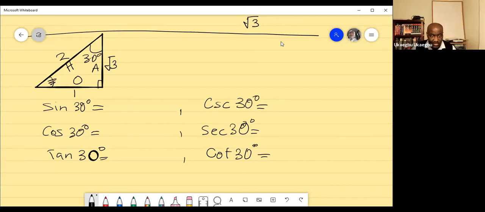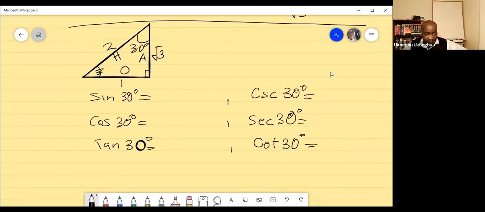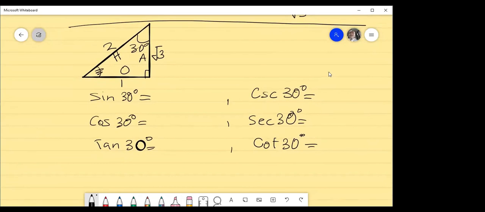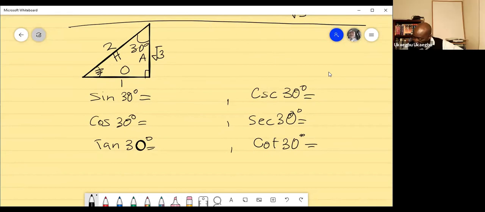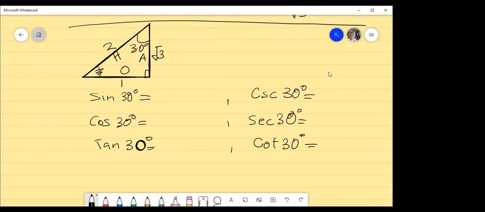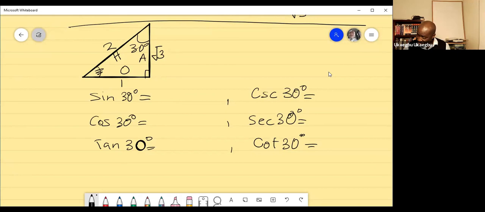One more minute. Who is done? I'm going to call everybody anyway, so if you're done, you might as well go for it. Display your answer on your camera. Okay, Abu, go ahead. Tell us your answer. For sin 30, I got 1/2. That's correct. Continue. Cosine 30, I got square root of 3/2. And for tangent, I got 1/√3. That's correct.